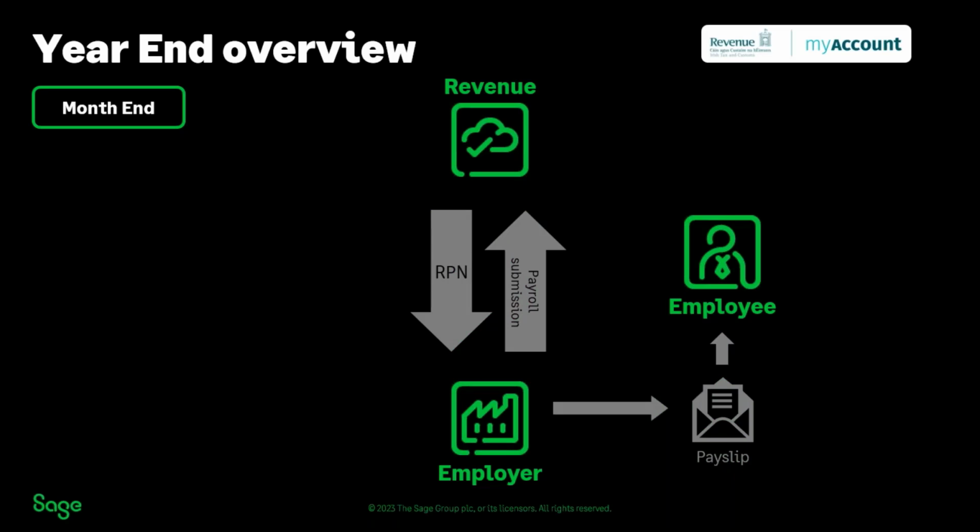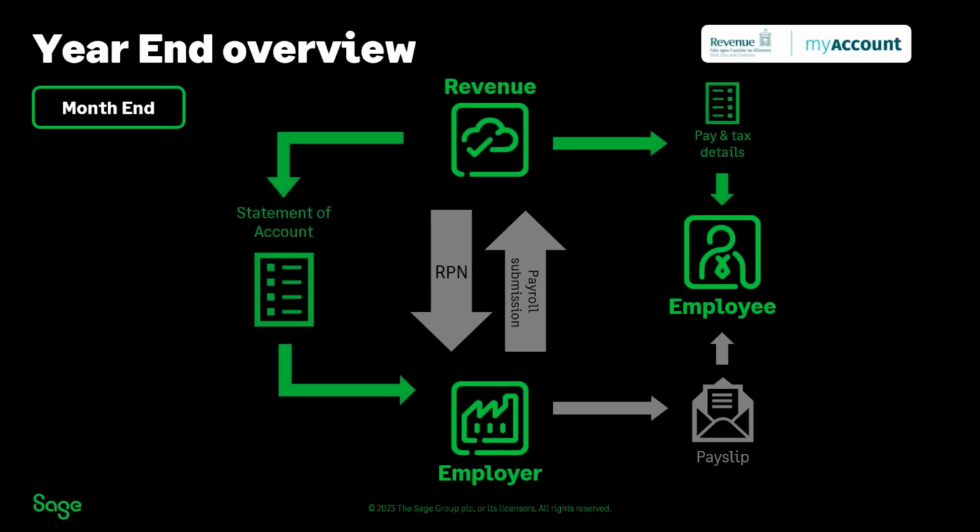Now, when it gets to the end of the month, based on the submissions that have been made, Revenue will produce a statement of account. This is a summary of the liabilities that have come from all of the submissions that you've made under your ROS certificate. That's usually available by the 5th day of the following month, and your employee would get visibility of their pay and tax details also based on your payroll submissions.